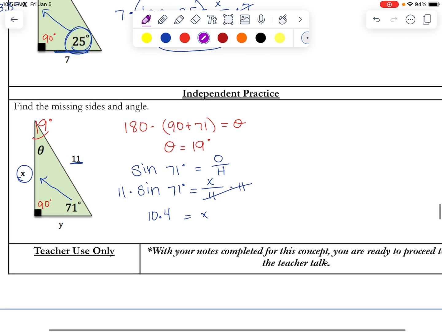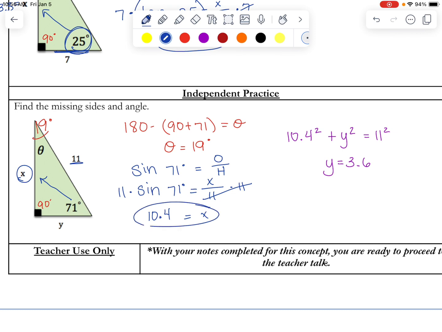And lastly, for y, I'm going to use Pythagorean theorem again because I have my other two sides. So I'm going to use 10.4 squared plus y squared equals 11 squared because 11 is my hypotenuse. And once you simplify that, you should get y equals 3.6 as your answer. And that is all for 32B.